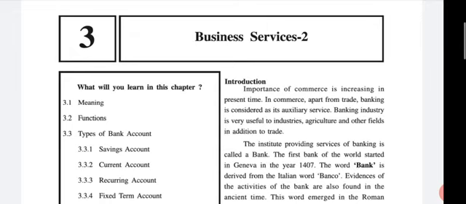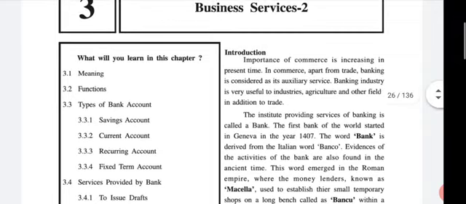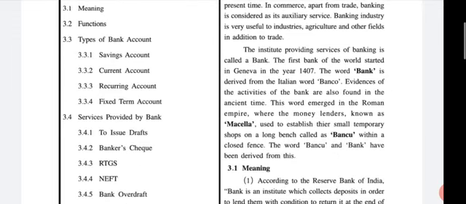Introduction is not that important, but the second paragraph of the introduction is important for the examination, for MCQ questions and one line questions. Importance of commerce is increasing in present time. In commerce, apart from trade, banking is considered as its auxiliary service. Banking industry is very useful to industries, agriculture and other fields in addition to trade. This paragraph is not that important. Here, the second paragraph is most important. So please concentrate here.